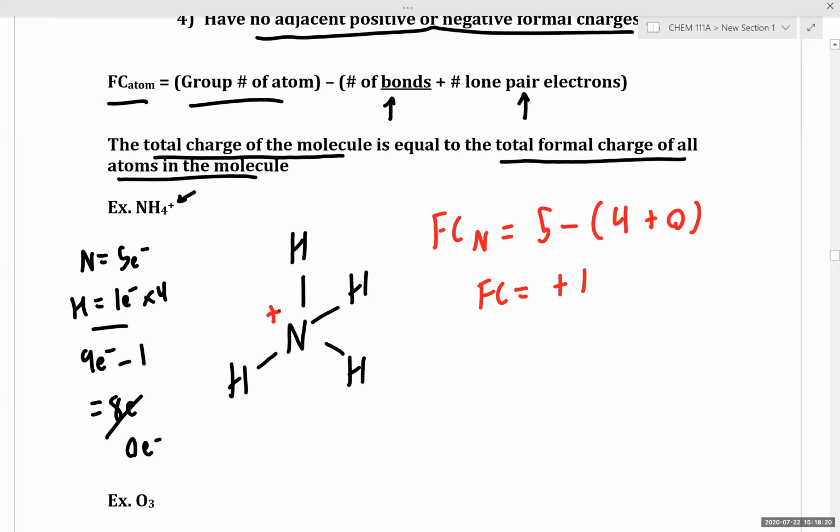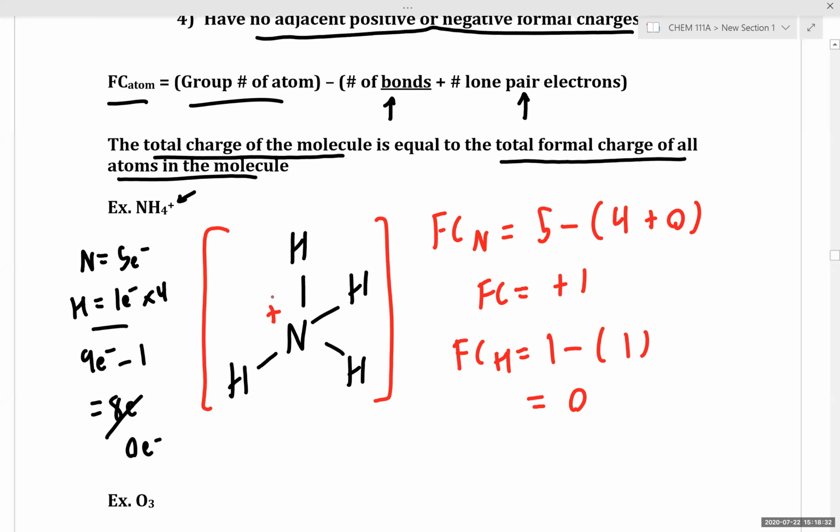So we put a plus next to nitrogen. The formal charge of hydrogen, we have a group number of 1, we have 1 bond, that gives us a formal charge of 0. So as we can see, the formal charge of nitrogen plus the formal charge of all of our hydrogens gives us the total charge of +1. Does that make sense to everyone?